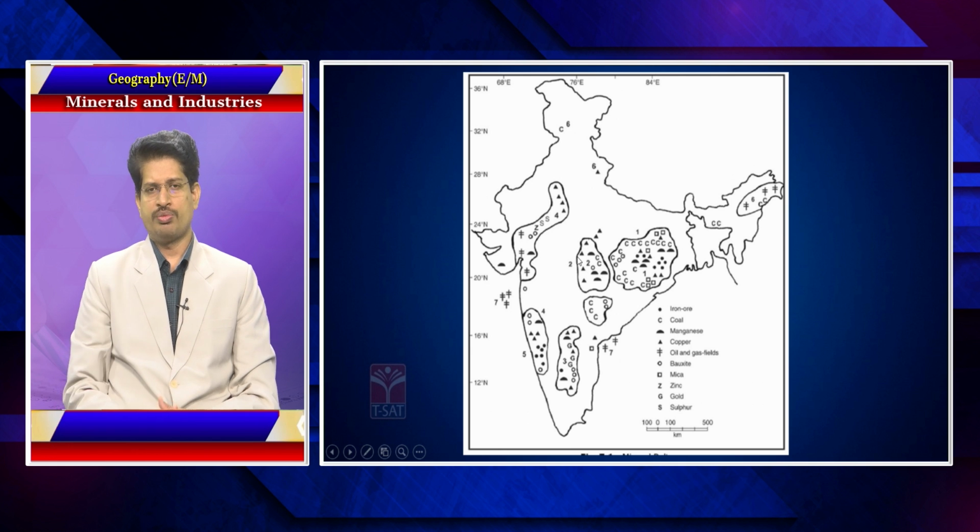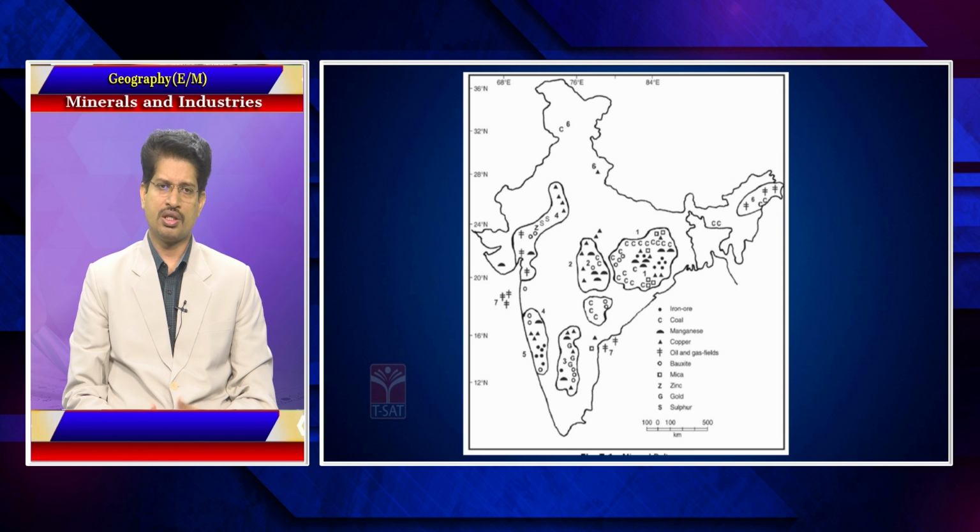When a question is asked in prelims, you must be able to know what the central belt is, what the northeastern belt is, and what kinds of minerals are found in different states. If it is a question in mains, you must be able to depict a rough sketch of the map as shown here.